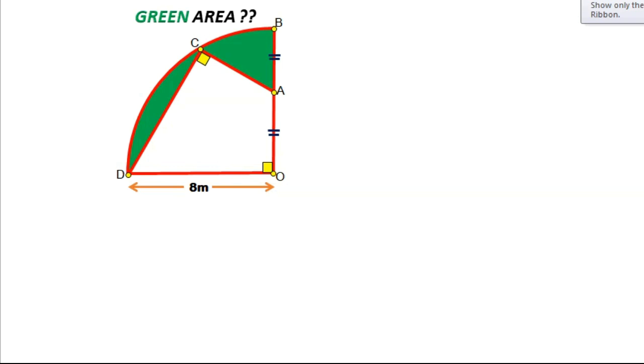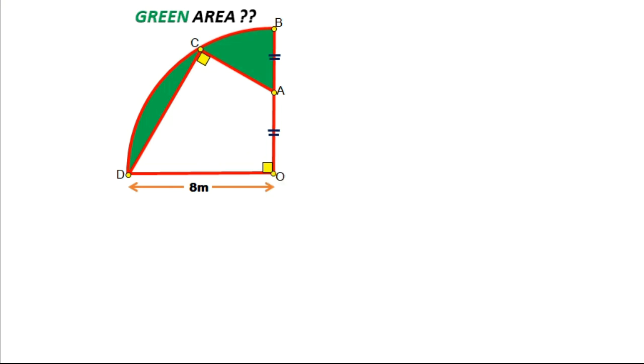Now today we want to find the area of the green region in this radical geometry problem. So how do we find the area of the green region? We'll start by making this quadrant a complete circle. Remember, it is a quadrant because the angle at the center OA is given to be 90 degrees.